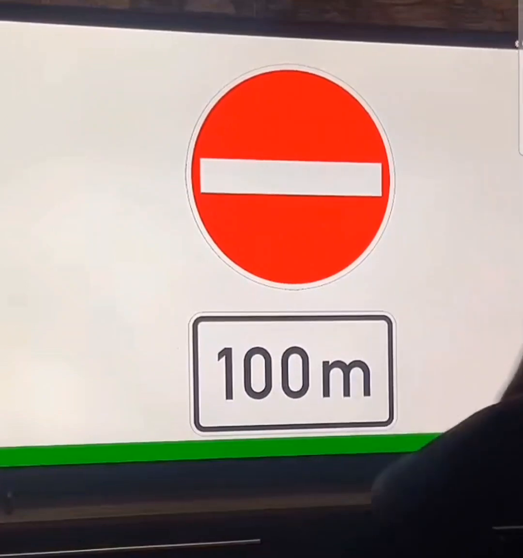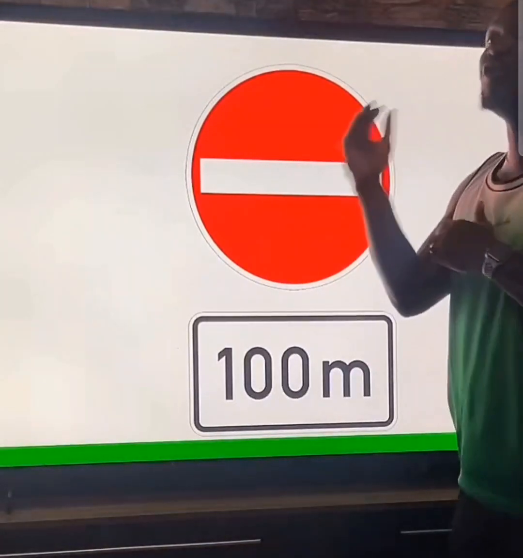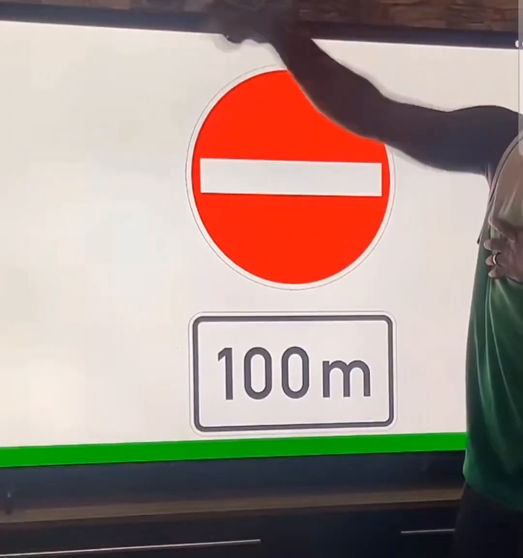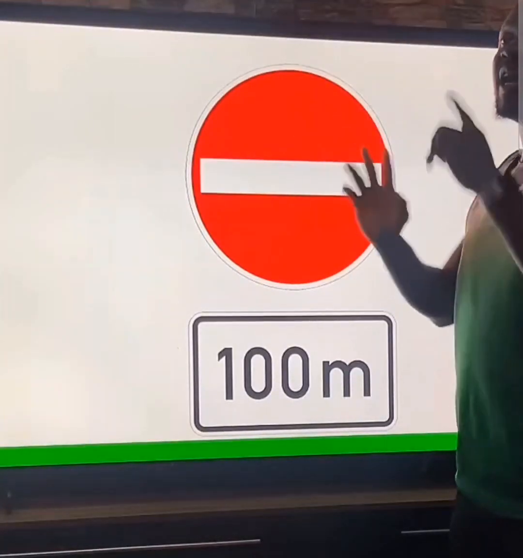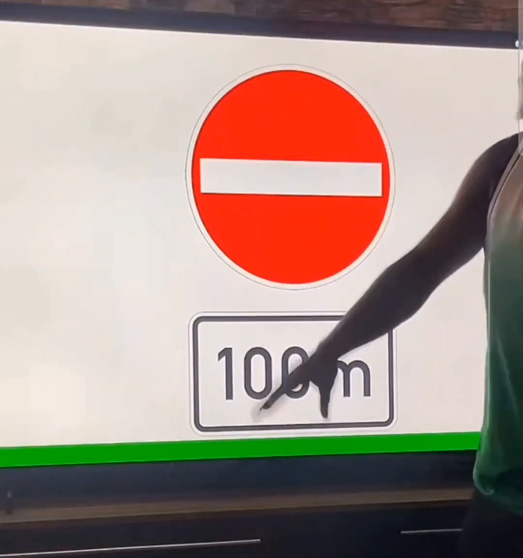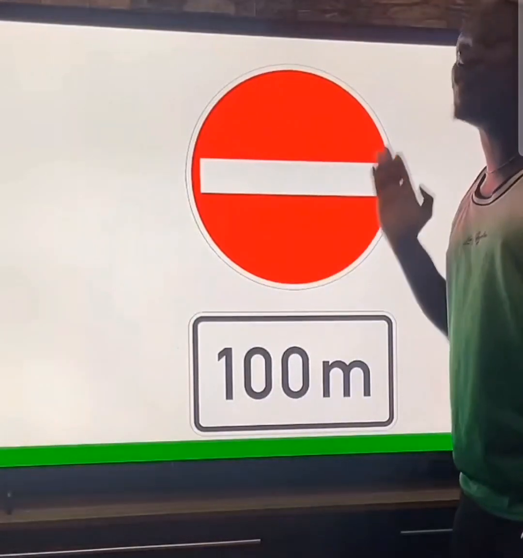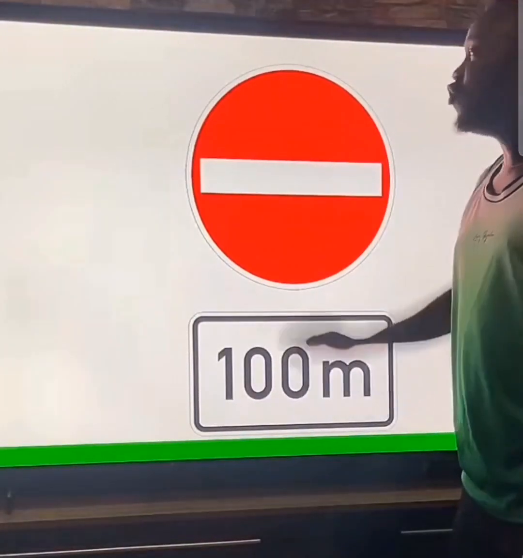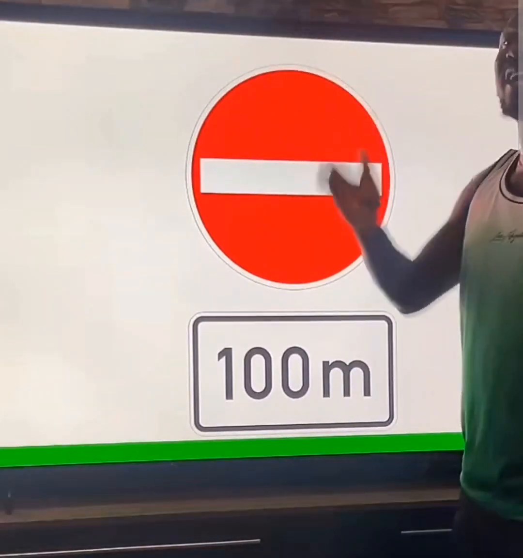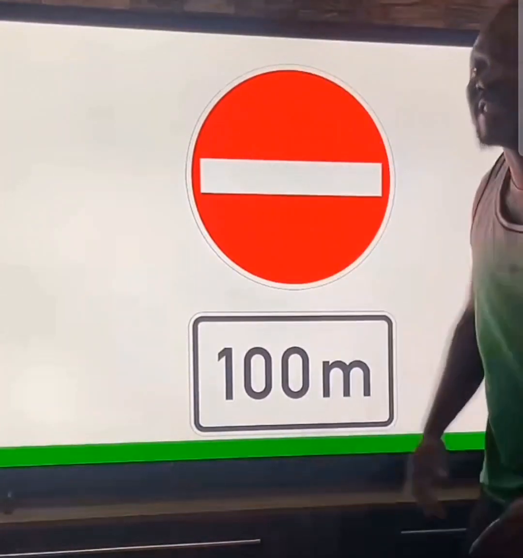Now, what does this mean? This 100 meters means that as you continue to drive, 100 meters ahead of you, you are going to see a sign that you cannot enter. You are going to see a street that you cannot enter. So start to get yourself ready.